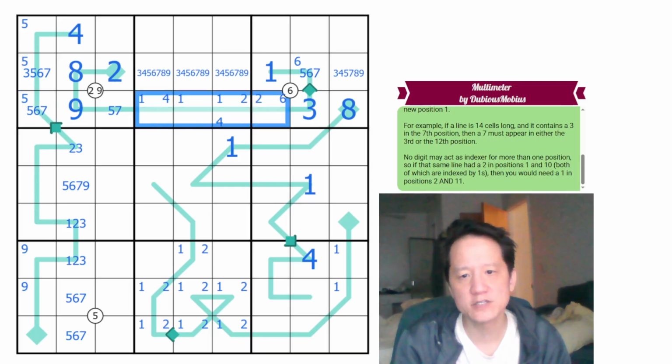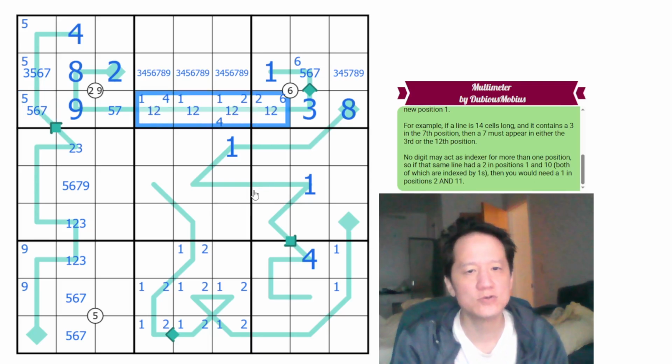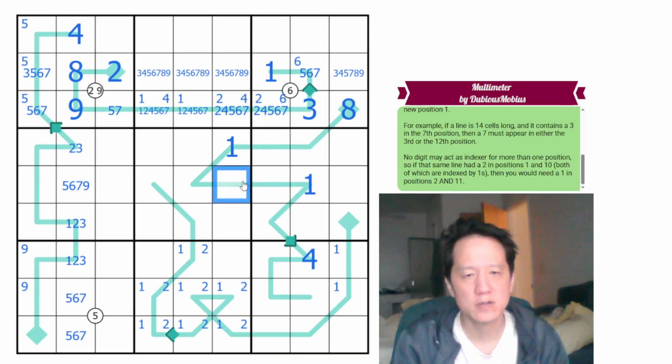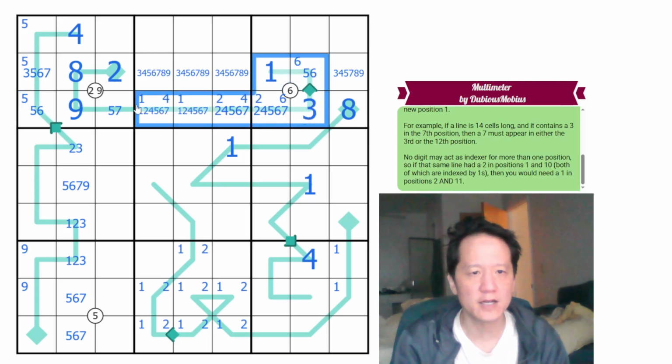Okay, the remaining digits are 1, 2, 4, 5, 6, 7. And again, so this can't be 1. This can't be 1. So now 1 is only in the 5th or the 6th position. So this can't be 7. This is 5 or 6, which means this is 5 or 6, because again, this matches this cell, because it cannot be a repeat of 1 or 2.